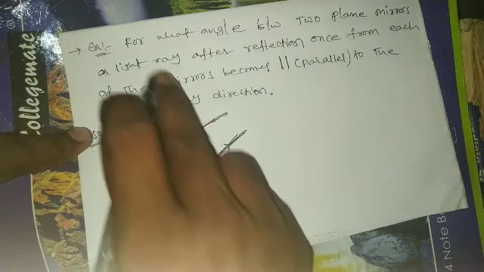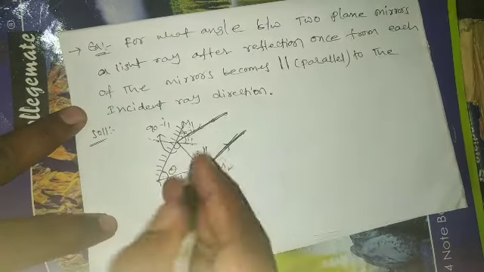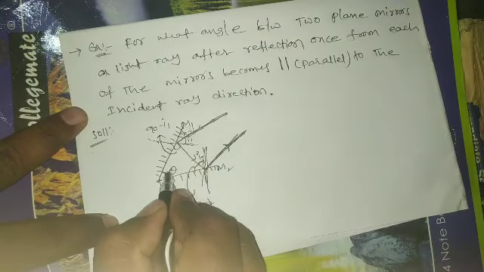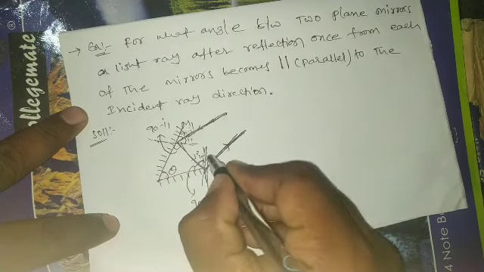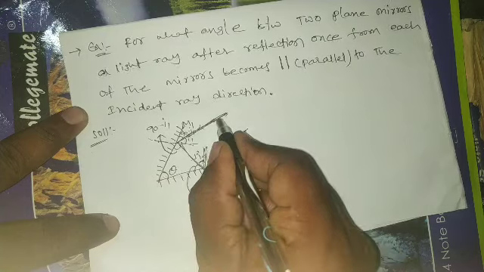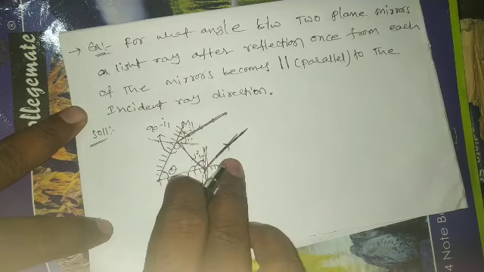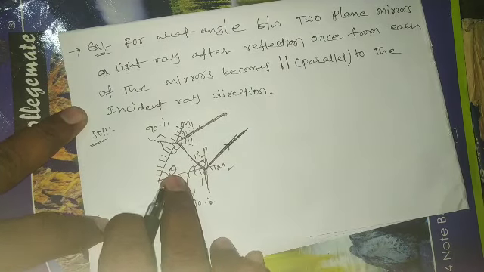So this is the incident ray. For what angle between the two plane mirrors? The two plane mirrors are making an angle theta. Incident ray, reflected ray parallel to each other. What angle between the two plane mirrors?